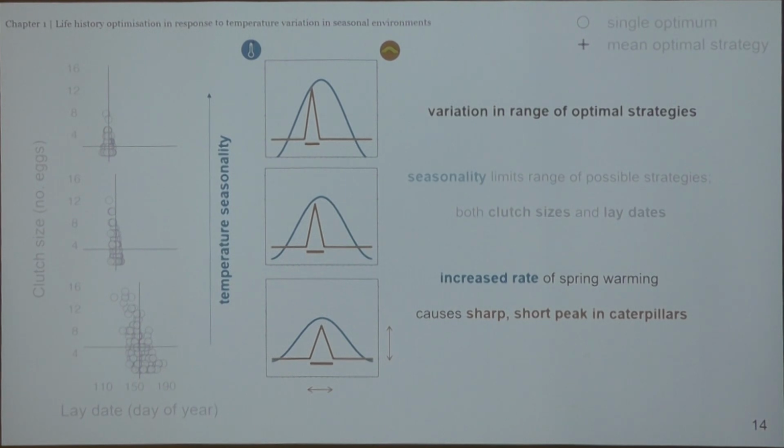And just to remind us of what the environment underlying this looks like and why these patterns might emerge, we can see that an increase in seasonality increases the rate of spring warming, and that causes a sharp and short peak in caterpillars. So as you move from bottom to top, you see it becoming shorter as well as peakier.